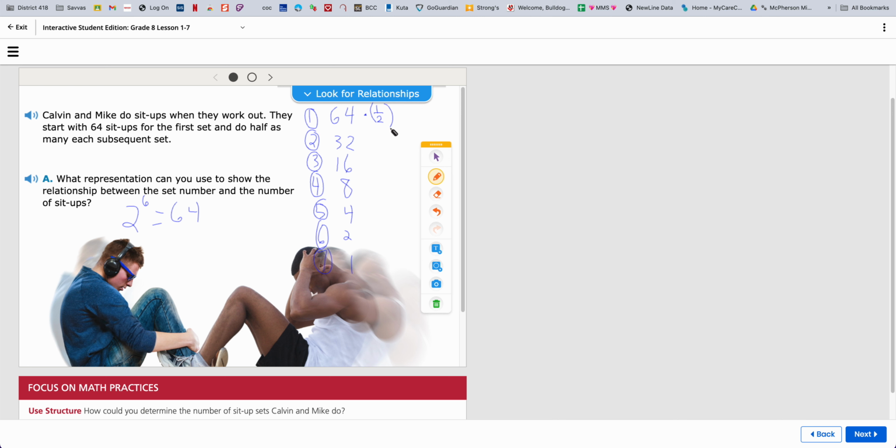Okay, so that's kind of where I want you to get your mind thinking for today's lesson. What conclusion can you make about the relationship between the number of sit-ups in each set? Well, we've already talked about that. That has to do with, we cut it in half every time, right? So that's kind of what I wanted to get out of that warm up, the idea of thinking about exponents maybe in some ways we haven't thought about them before.